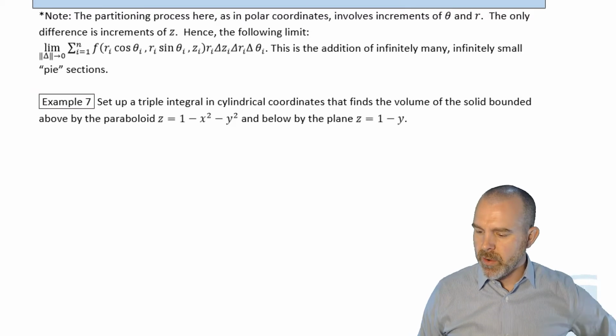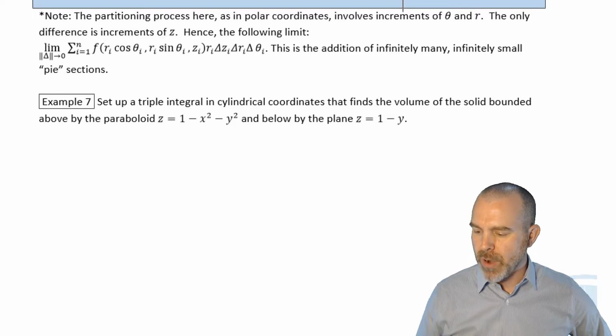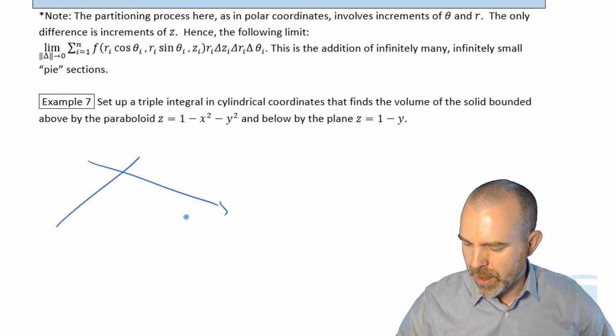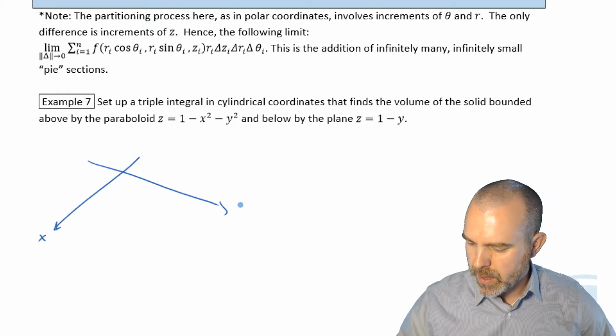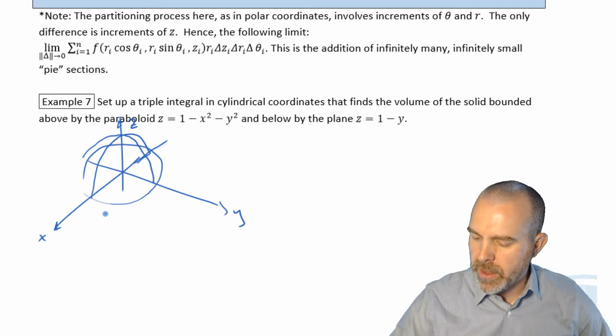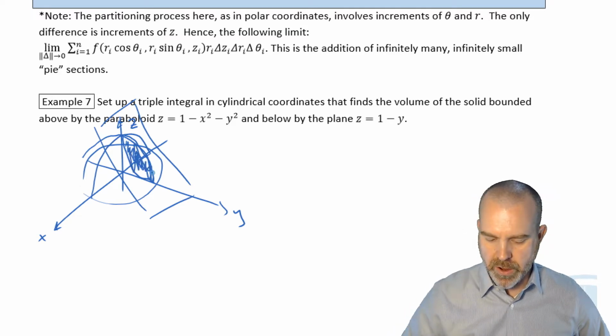Let's try an example here. We're going to set up a triple integral involving cylindrical coordinates that finds the volume of the solid bounded by this paraboloid below the plane. So I think we have talked about one like this before. This is like the slice of my thumb, silly example. X, Y, Z. And you have 1 minus x squared minus y squared. And then you get a circle, and then you're slicing a plane through the side here, and you end up with just this little portion right here.